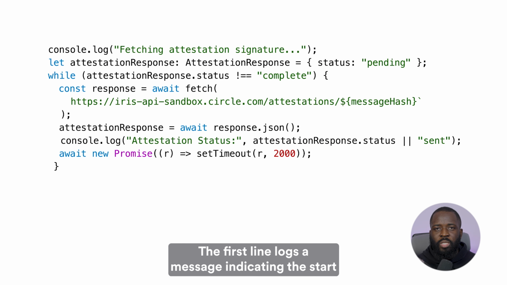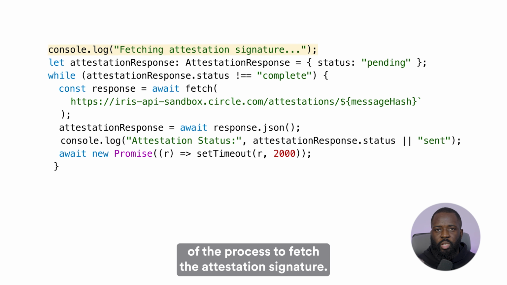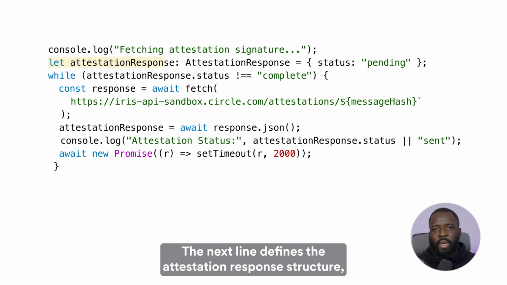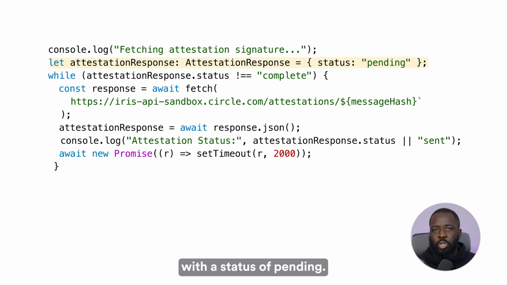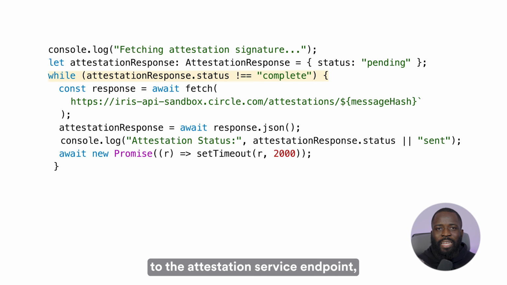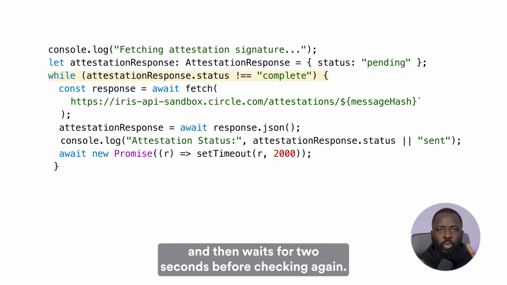The first line logs a message indicating the start of the process to fetch the attestation signature. The next line defines the attestation response structure and initializes the attestation response object with a status of pending. Moving on, the while loop continuously fetches the attestation signature until the status is complete. It does this by sending a request to the attestation service endpoint using the message hash and then waits for 2 seconds before checking again.